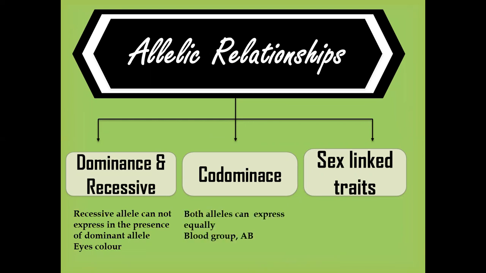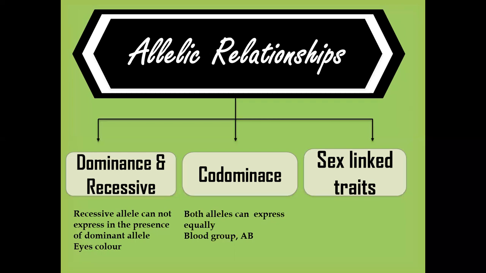In a codominance relationship, both alleles have the same power of expression. So both alleles can express equally in the next generation. In this way, blood group AB is the best example. If both alleles are A and B, both can express themselves, and the blood group will be A and B.